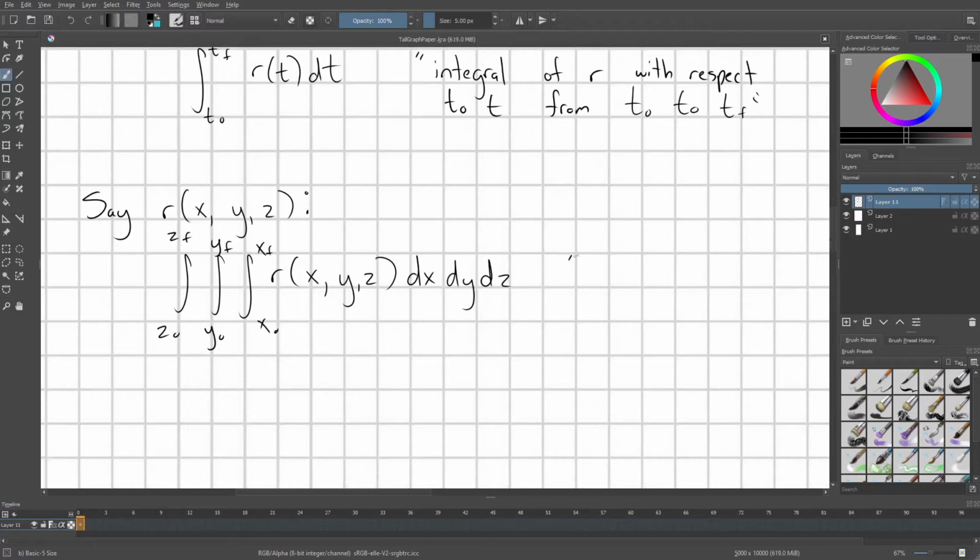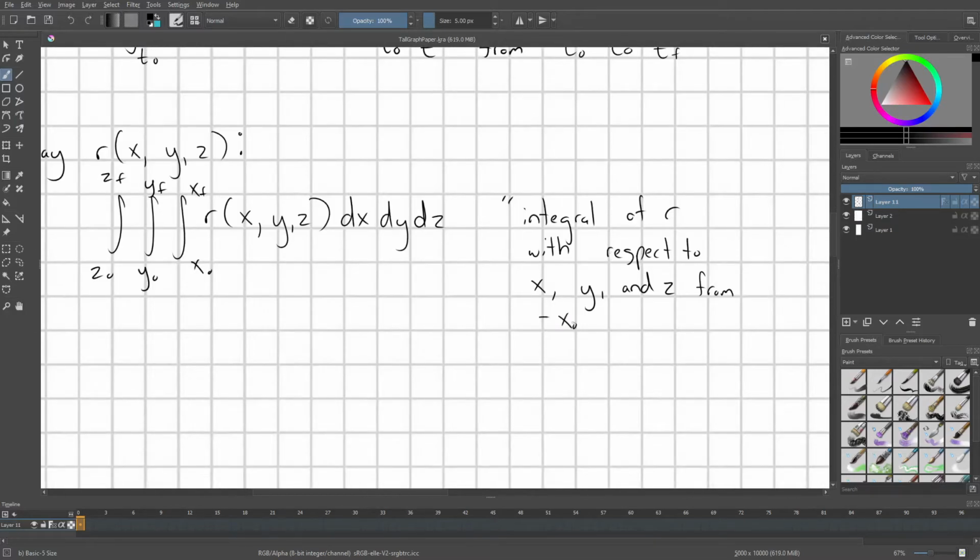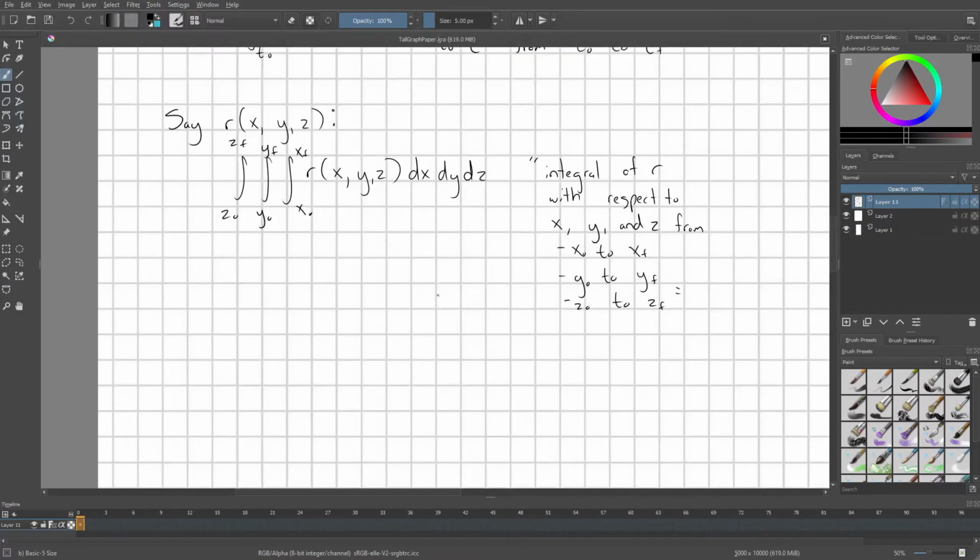And this would translate in English to the integral of r with respect to x, y, and z from x naught to x final, y naught to y final, z naught to z final. Okay?